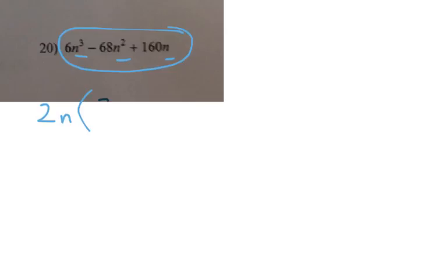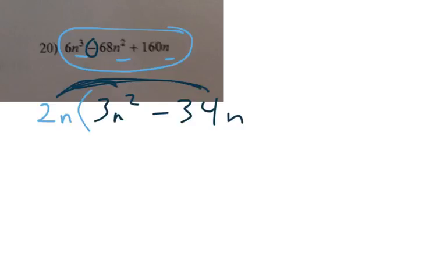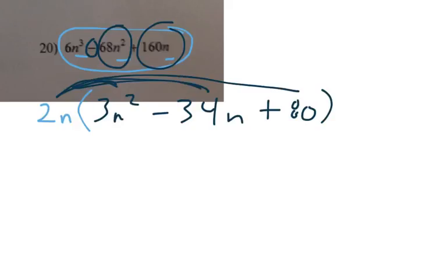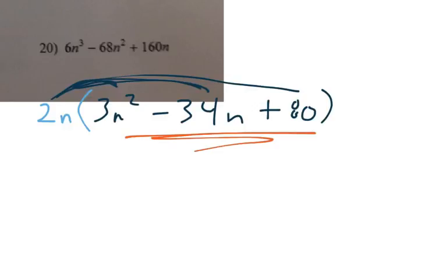We're going to get 3n squared. Again, 2n times 3n squared is 6n cubed. We're going to get a minus because of that minus right there. We're going to get a 34n because 2 times 34 is 68n squared, right? And finally, we're going to get a plus 80 because 80 times 2n is 160n. Alright, so now that we have that factored with GCF, can we do something with what's in the parentheses here?